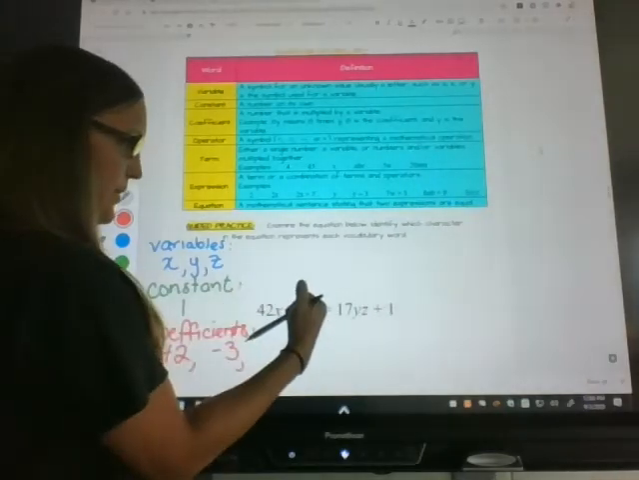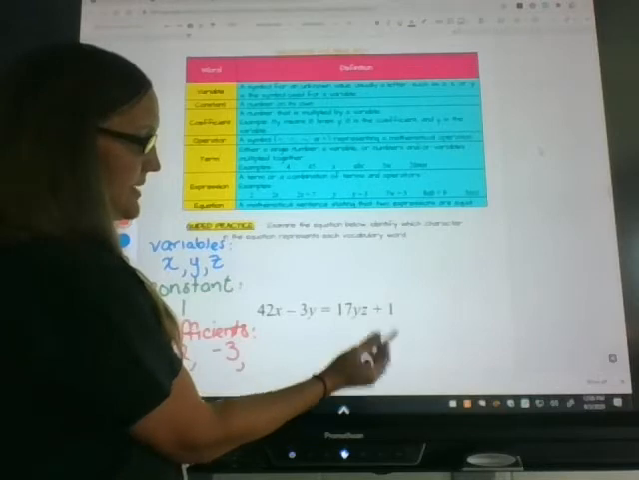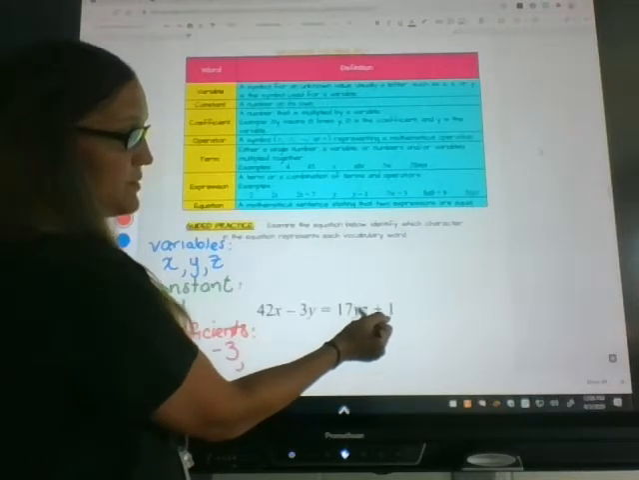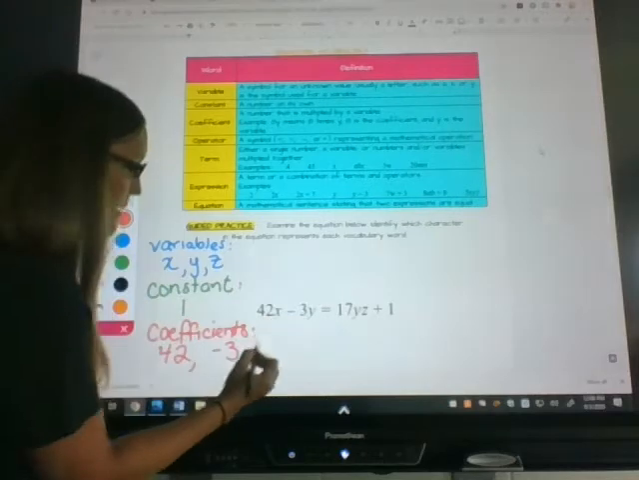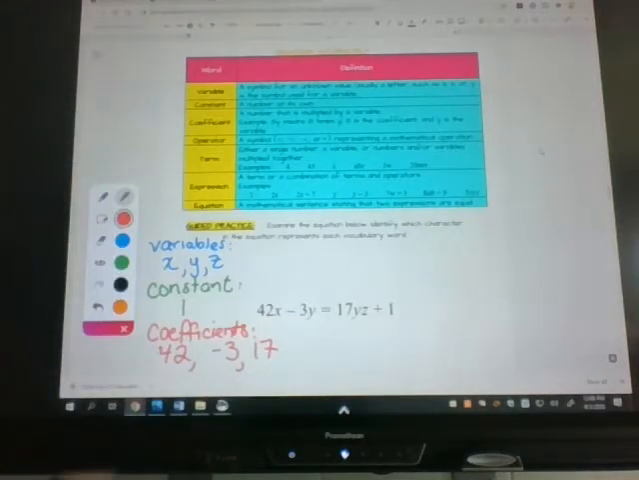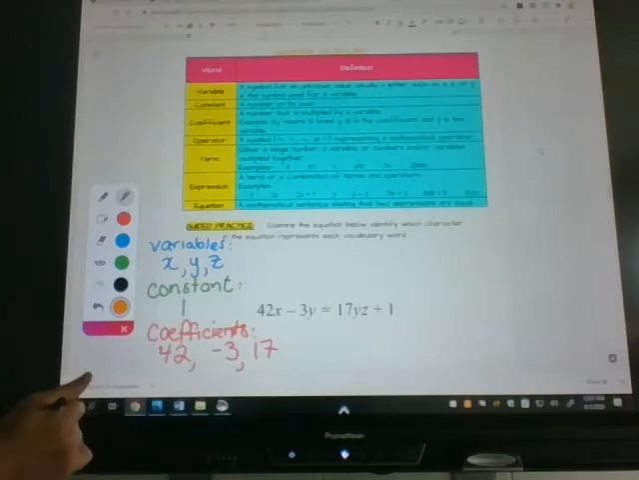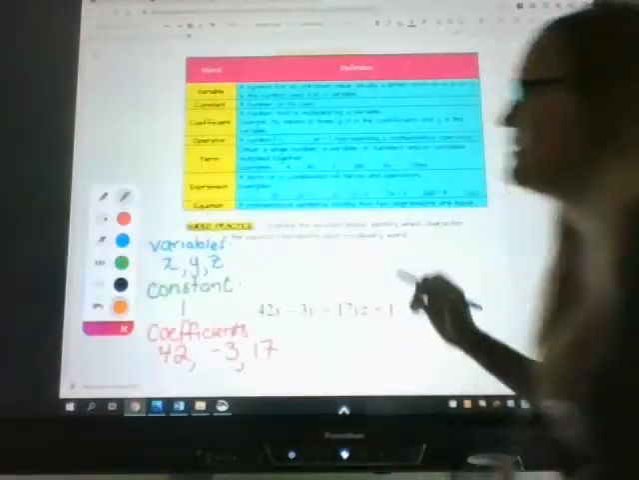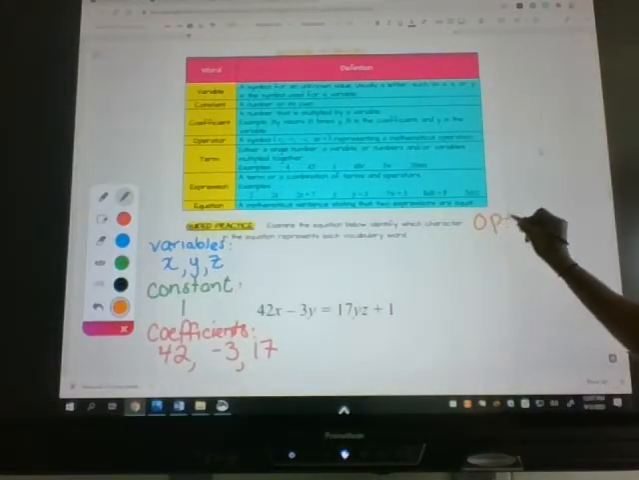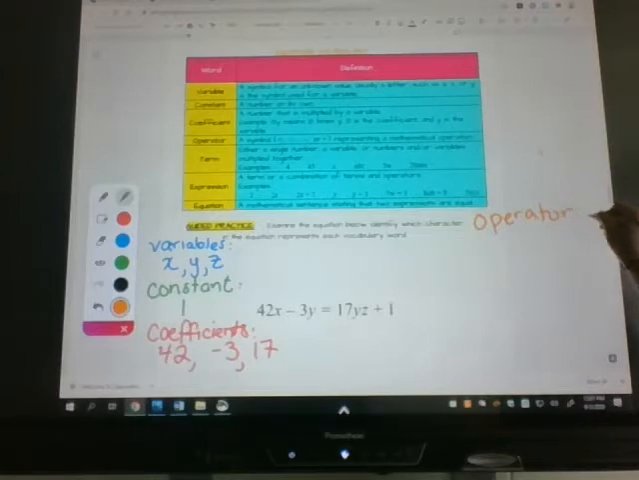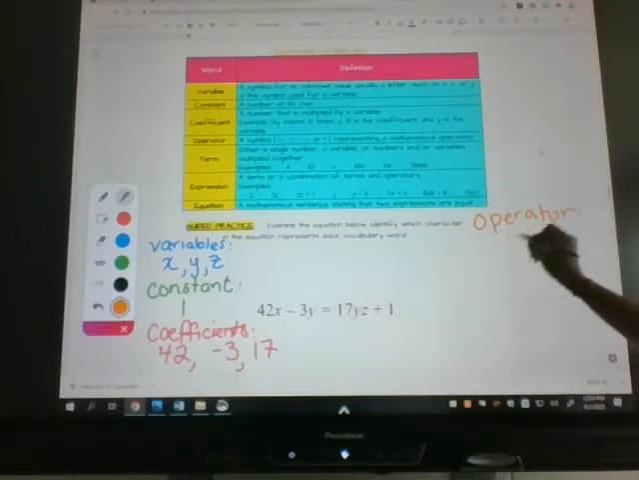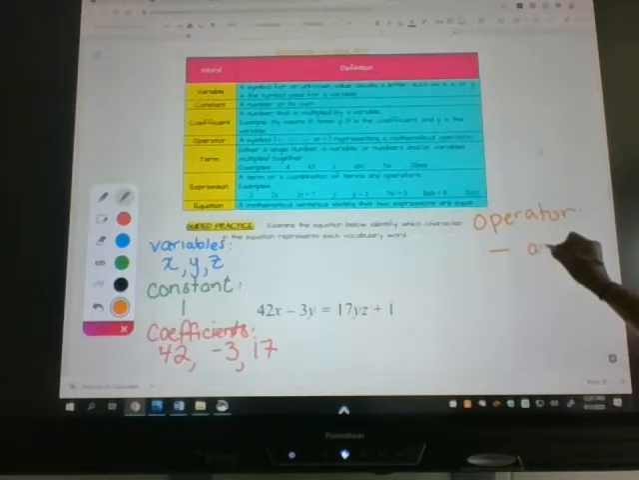And then on this side of the equation, these variables y, z have a 17 in front, so that's 17 times y times z. The coefficient is the number 17. Our next vocabulary word is operator. A symbol plus, times, minus, or division sign representing a mathematical operation. So in this example, our operators, we have a minus sign, and we also have a plus sign.